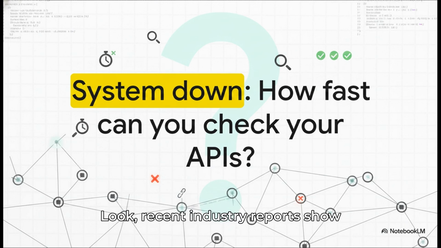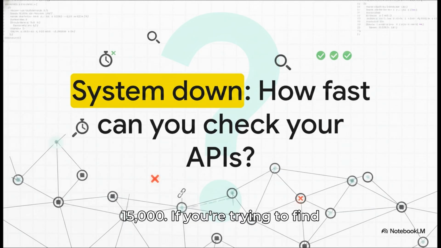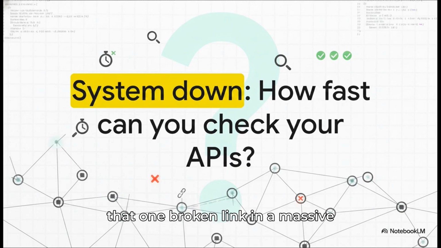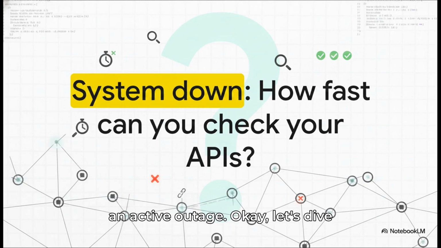Look, recent industry reports show that the average enterprise manages over 15,000 API endpoints today. 15,000! If you're trying to find that one broken link in a massive chain of microservices by manually firing off requests and kind of squinting at the responses, you're fighting a losing battle. It's just physically impossible to check that kind of surface area by hand during an active outage.